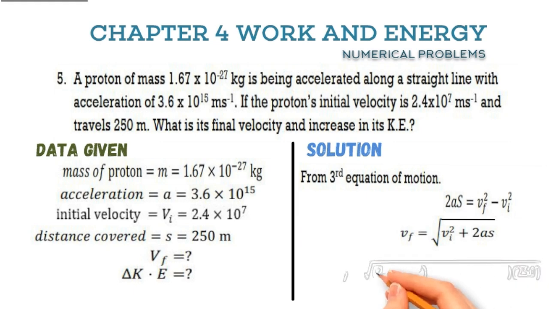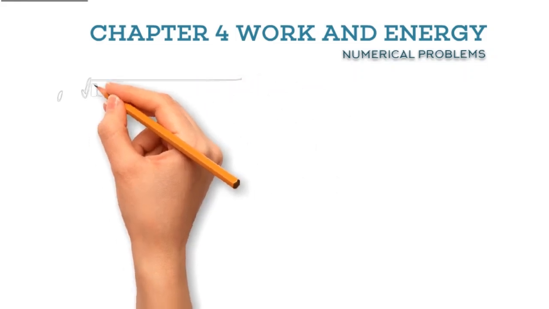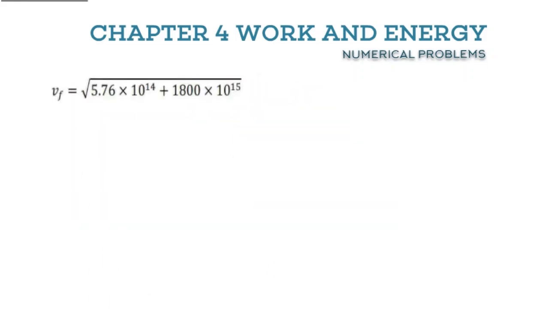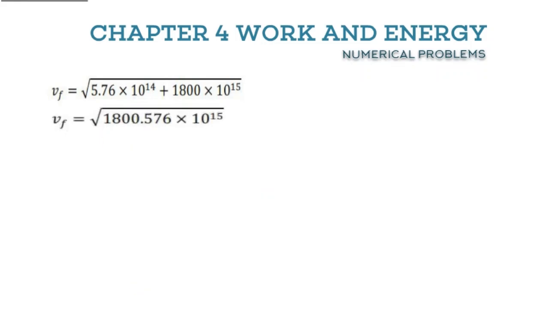Substitute the values. The initial velocity squared is 2.4 times 10 to the power of 7 squared, which equals 5.76 times 10 to the power of 14. 2 times acceleration times distance, 2 times 3.6 times 10 to the power of 15 multiplied by 250. This equals 1,800 times 10 to the power of 15. Add these values, 5.76 times 10 to the power of 14 plus 1,800 times 10 to the power of 15 equals 1,800.576 times 10 to the power of 15.